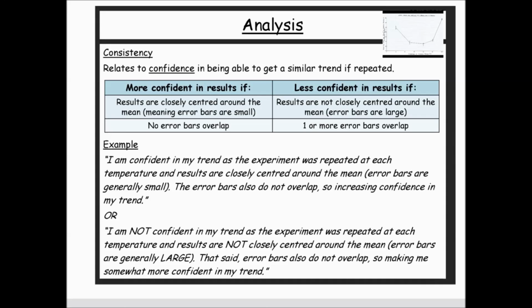I'll just add one more thing. It is quite tricky sometimes to make a judgment as to whether your results are closely centered around the mean or not. Error bars overlapping is plain to see. There's no subjective nature there, but whether your error bars are big or small, there is a subjective nature to that. And I guess the more you do, the more you can be qualified, I suppose, to form a judgment. But, you know, we could differ over it and would both be right.